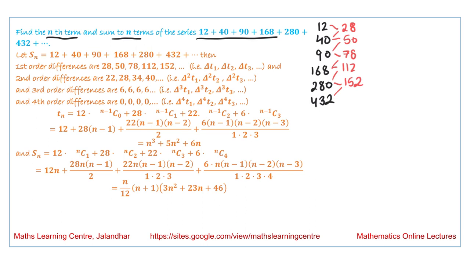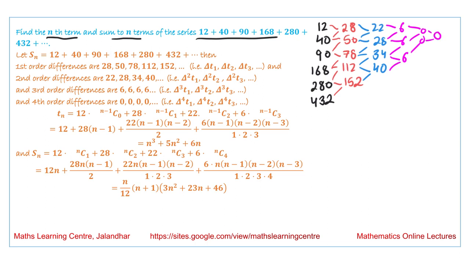Now the second differences: the difference between these two numbers is 22, the next is 28, the next is 34, the next is 40. Next, the third differences: between these two numbers it is 6, between these two it is 6, between these two it is 6, and all the rest of the differences are 0.